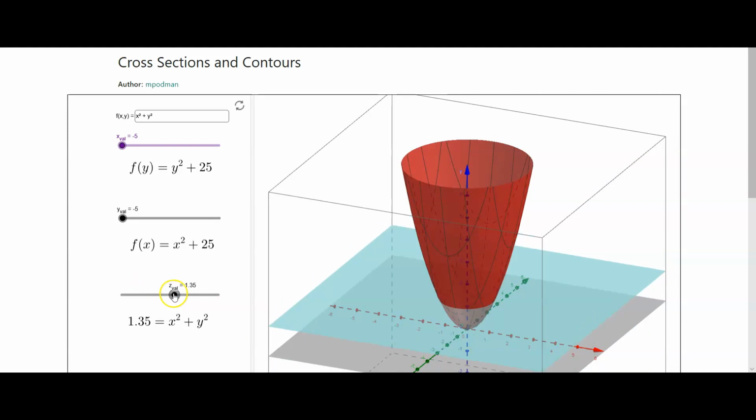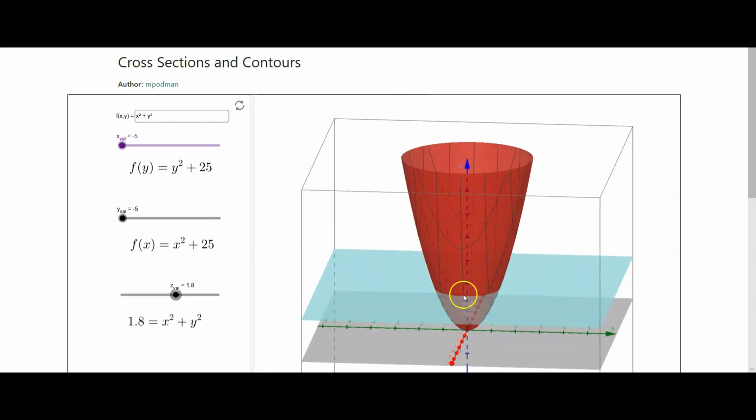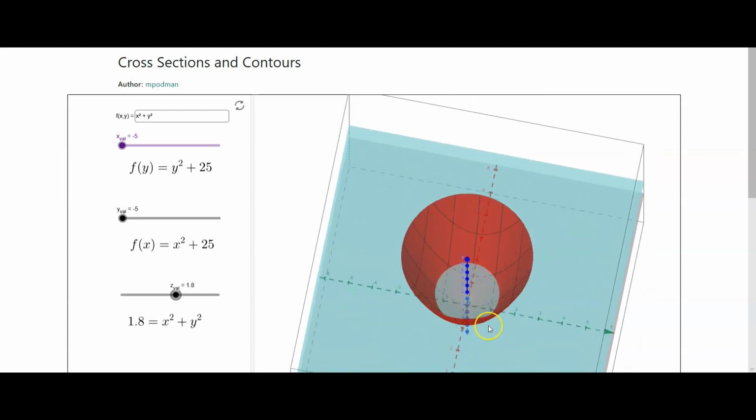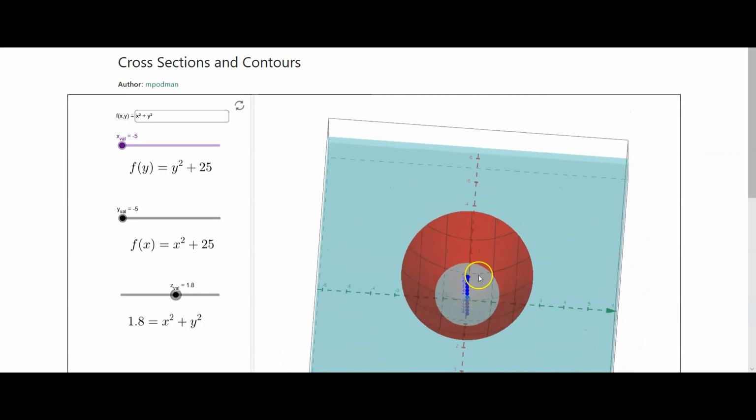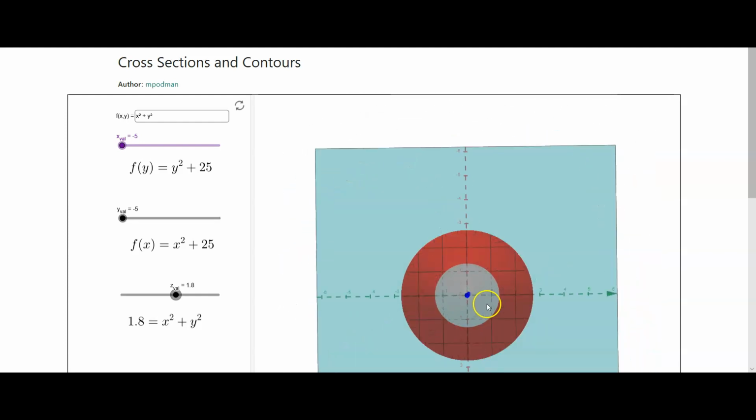So you can see here now, if I set z pretty close to 1, we'll say 1.8, that's going to be all the xy points where when the square of x is added to the square of y, we get a z value of 1.8. Now you can kind of see where that is. If we create that slice right through this point, in fact, if we look down on it, this blue circle is essentially where our contour is. That's the size of our contour.